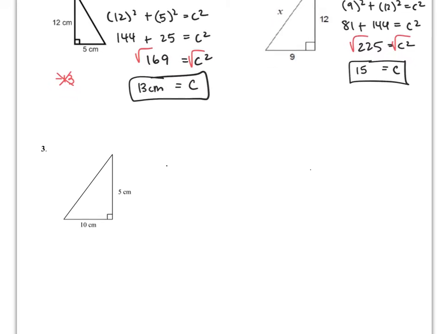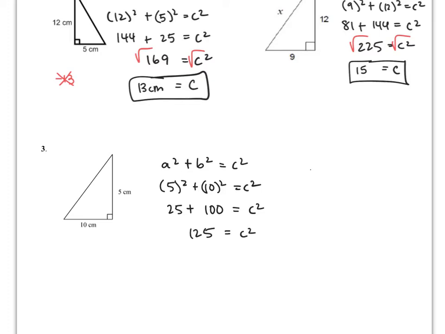And for example 3, again, I start by writing my formula. I'm going to substitute in my legs, 5 and 10. 5 times 5 is 25. 10 times 10 is 100. And 100 plus 25 would be 125. The inverse of squaring is square rooting. And the square root of 125 is 11.2 if I round to the nearest tenth. And so my hypotenuse would be 11.2 centimeters.